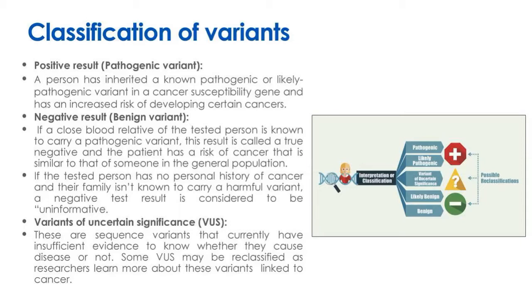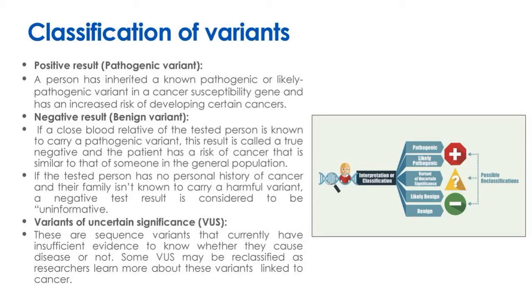So first of all, a positive result. This means a person has inherited a known pathogenic or likely pathogenic variant in a cancer susceptibility gene and has an increased risk of developing certain cancers. And this is a result that we know how to interpret, and usually we've got management guidelines that we can discuss with the patient, and we can send the patient back to a doctor to go over and discuss future treatment or management and screening options.